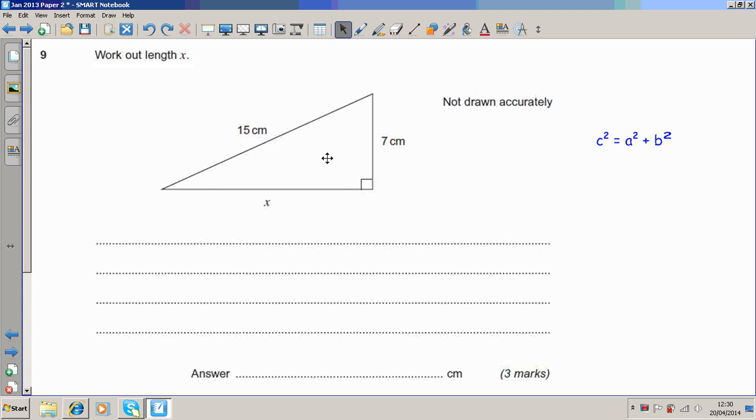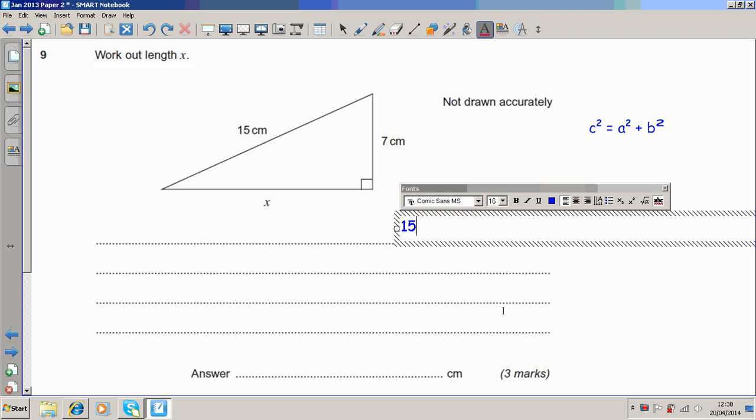Work out the length X. Well, it's a right angle triangle, so straight away I've got myself Pythagoras written down. So, Pythagoras goes like this. The long length squared is equal to the short length squared plus the other short length squared.